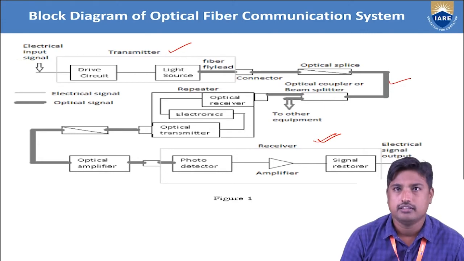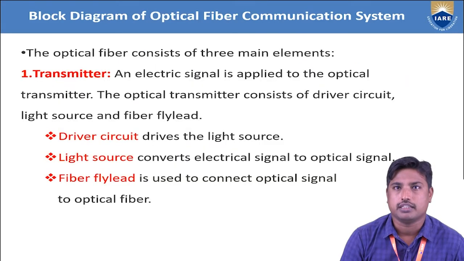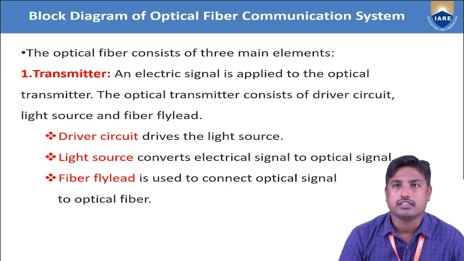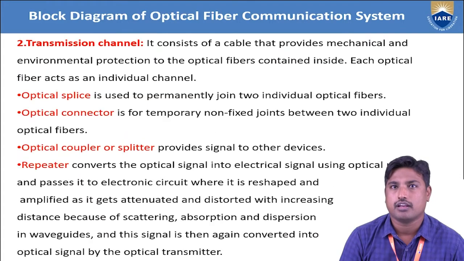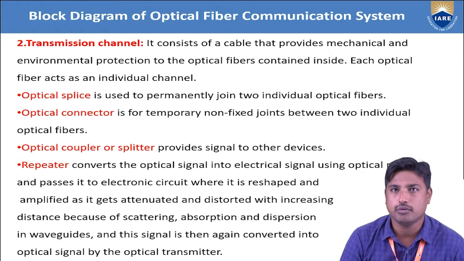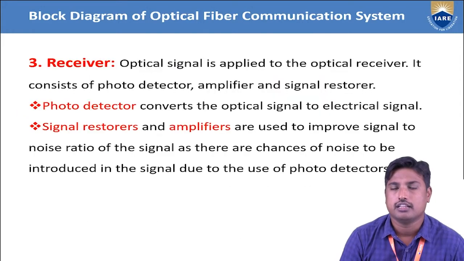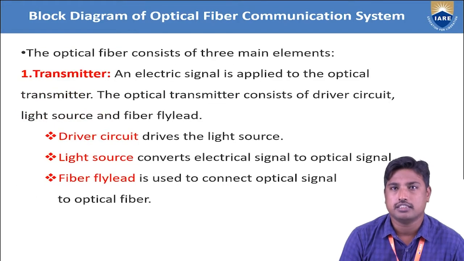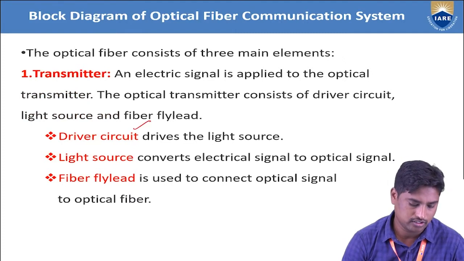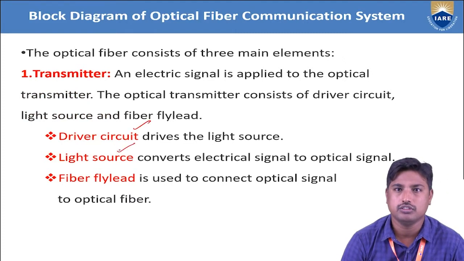Going in detail, optical fiber communication consists of three main elements. One is the transmitter, second one is the optical fiber cable or transmission channel, third one is the receiver. Going in detail, again the transmitter consists of three parts: one is the drive circuit, second one is the light source, and third one is the fiber flylet.